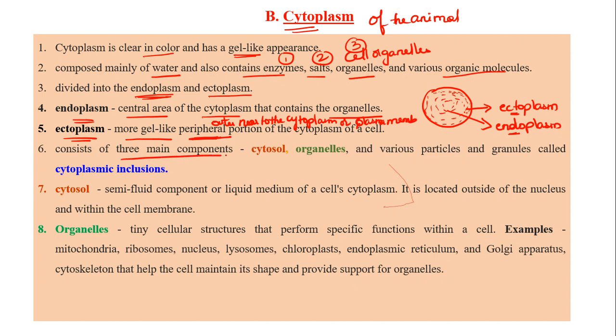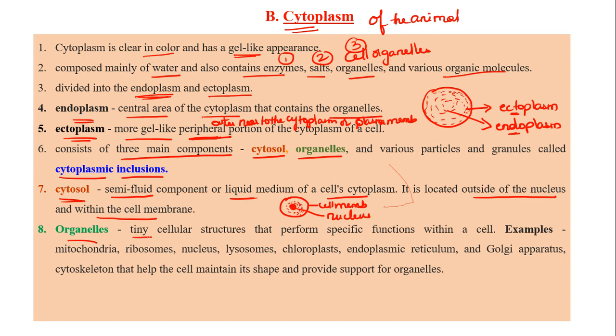And what does this cytoplasm consist of? Cytoplasm mainly consists of three main components: the cytosol, the organelles, and many other substances which we call cytoplasmic inclusions. And how does the cytosol look? It is the semi-fluid or liquid part of the cell cytoplasm. It is located outside of the nucleus, but within the cell membrane. That is, if this is the cell membrane and this is the nucleus, the cytosol is located outside the nucleus, but inside the cell membrane.